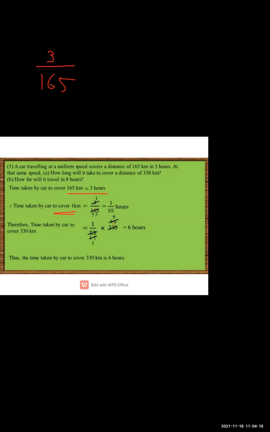This number will go in the 3 table, that is 3 1s are 3, 3 5s are 15. Okay, 1 remains from 16, we will give 1 here, that is 3 5s are 15. Here we got the answer, that is 1 upon 55. 1 upon 55 hours. Okay, the car will take 1 upon 55 hours to cover 1 kilometer.